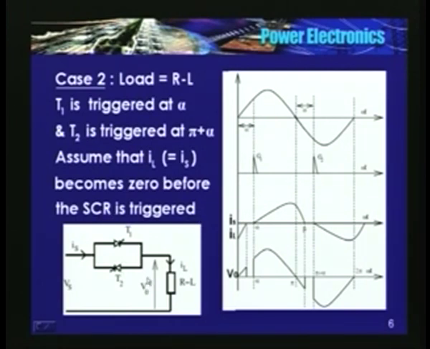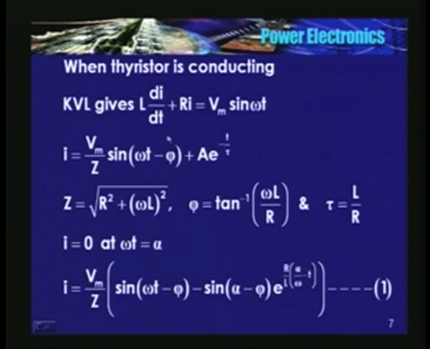So load is passive, at alpha T1 is triggered. So when T1 starts conducting, input voltage is same as the load voltage. So voltage is applied to a RL load. Now the circuit equation is R into I plus L di by dt is equal to Vm sin omega t. See, I will show you the equations. This is the equation.